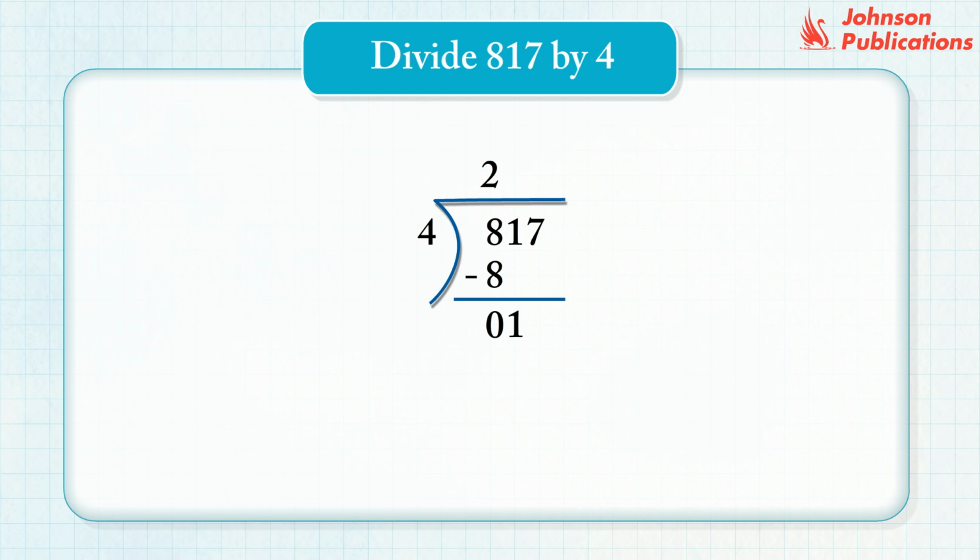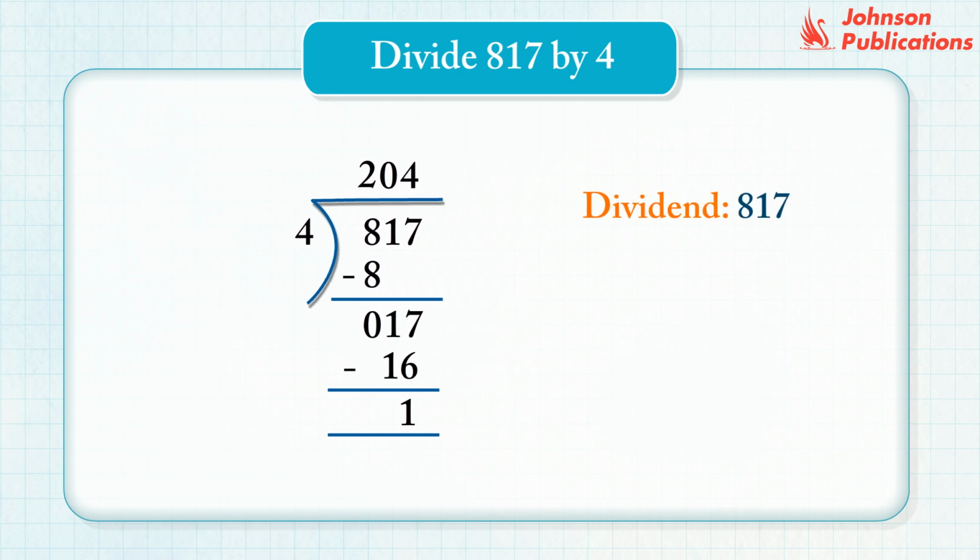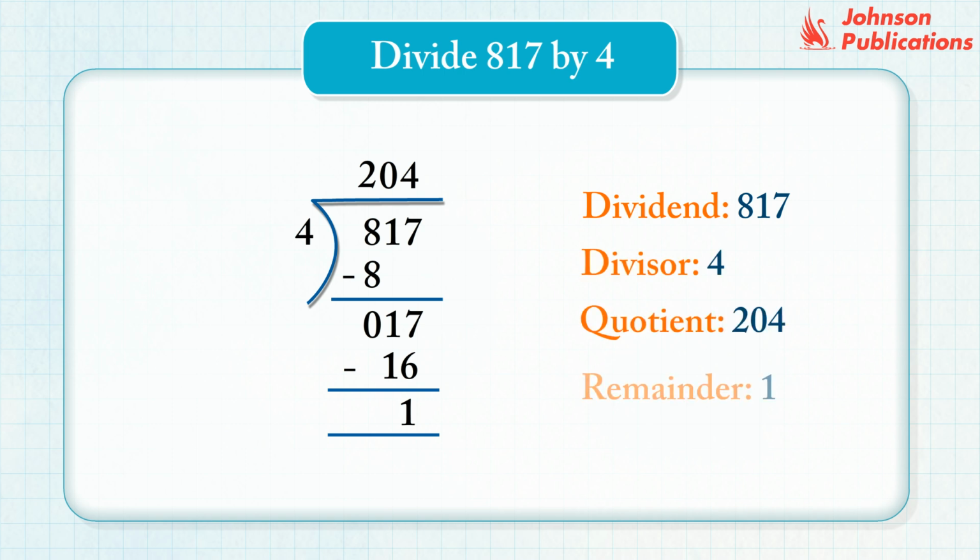Step 2. Bring down the tens digit of the dividend. Since 1 cannot be divided by 4, therefore, bring down the ones digit of the dividend and also write 0 in the tens column of the quotient. Divide 17 by 4. We have 4 fours are 16. Write 4 in the ones place of the quotient and subtract 16 from 17. The remainder is 1. Thus, 817 is the dividend, 4 is the divisor, 204 is the quotient and 1 is the remainder.